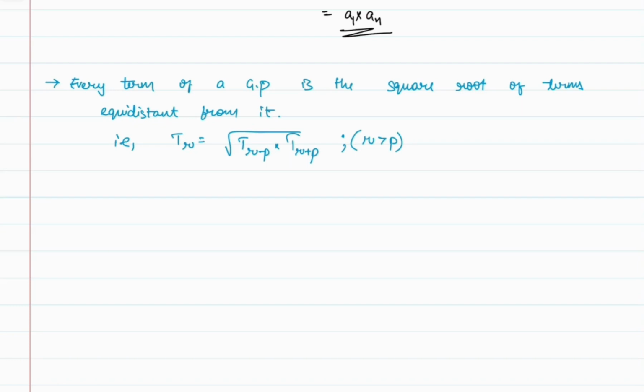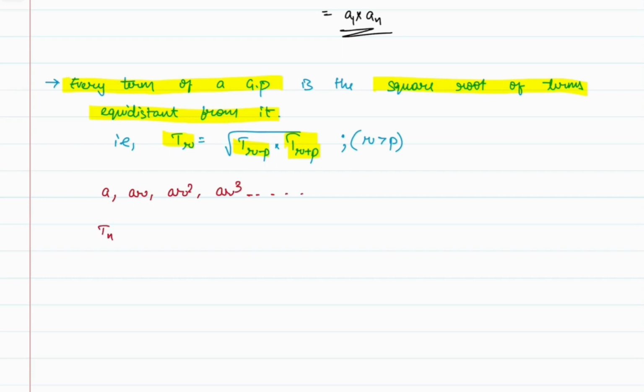Now let's discuss one more property, which will be that every term of a GP is the square root of the terms equidistant from it. So suppose TR is the term, then the terms equidistant from it can be represented by TR minus P and TR plus P. And the relation between these three terms will be that TR will be equal to square root of TR minus P into TR plus P. Now let's see a simple example by taking a geometric progression with first term A and common ratio R. So the GP will be A, A into R, AR square, AR cube, so on.